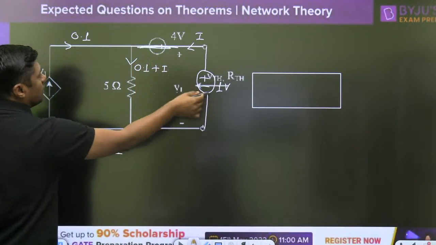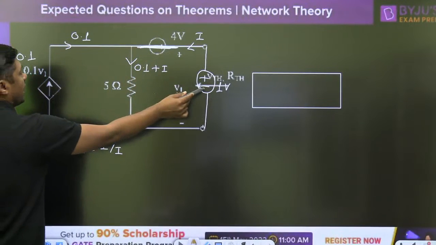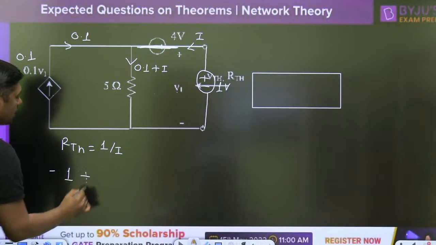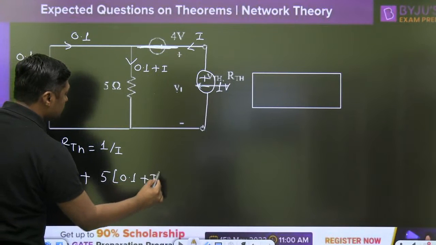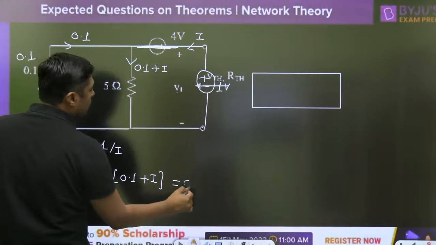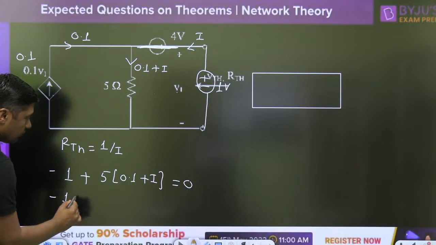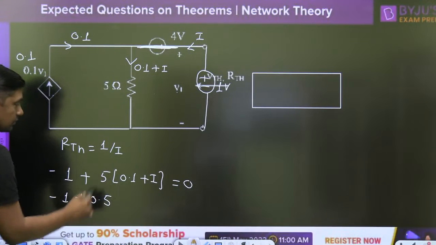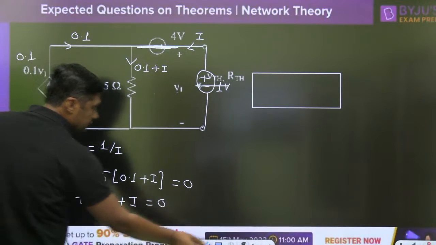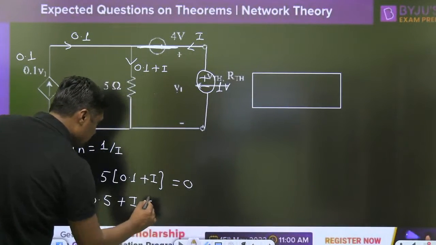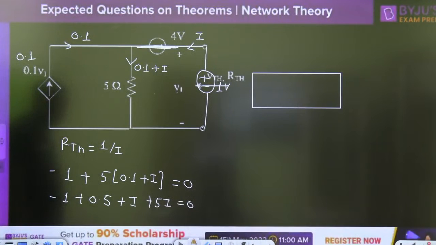Always remember, when I am connecting the 1 volt battery here, what about the independent sources? They should be equal to 0. Then you can write KVL here: -1 plus 5 into (0.1 plus I) is equal to 0. I think this is the KVL. Now, what is here? -1 plus 0.5 plus 5I is equal to 0. Check my calculation.